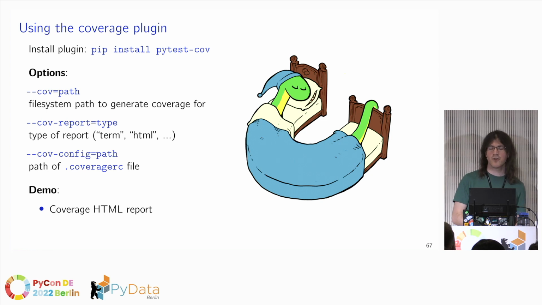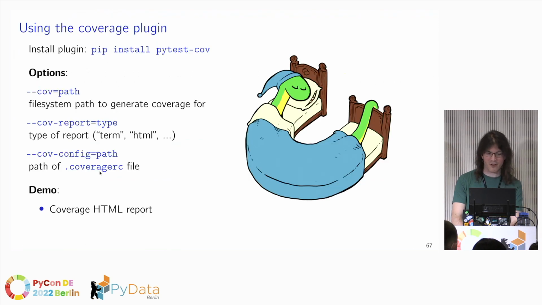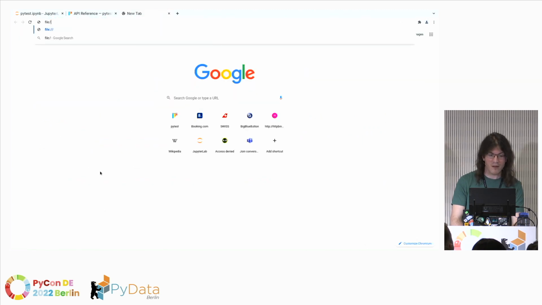Now, this doesn't tell you if your tests are good. It only tells you your code has been run. So the only thing it can tell you for sure is what parts of your code aren't tested yet, because they were never run during the tests. And it will give you an HTML report, for example, or different kinds of reports, but one of them is an HTML report.